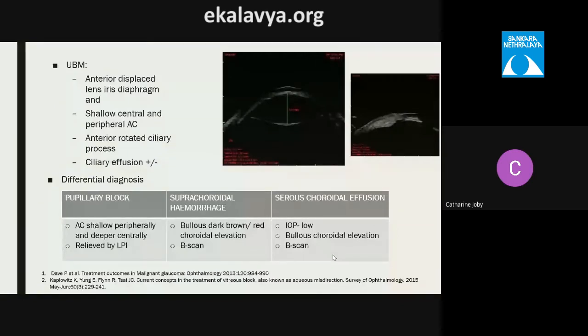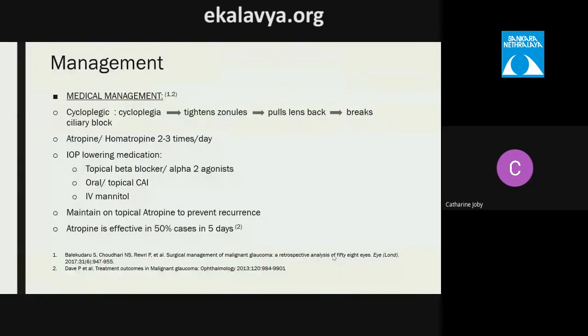Coming to the management of aqueous misdirection, it's a step-wise procedure. In medical therapy, cycloplegic is the first line of management. Cycloplegia will tighten the zonules and pull the lens back. This will break the ciliary block. The most commonly used agent is atropine, 1% two to three times per day. IOP lowering medications like topical beta blocker or alpha agonist, or oral or topical carbonic anhydrase inhibitors, and if needed, IV mannitol can be used. Once the acute attack is broken, maintain the patient on topical atropine to prevent recurrence. Atropine is effective in 50% of cases in 5 days.